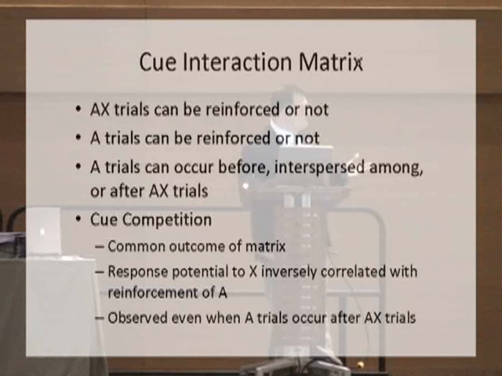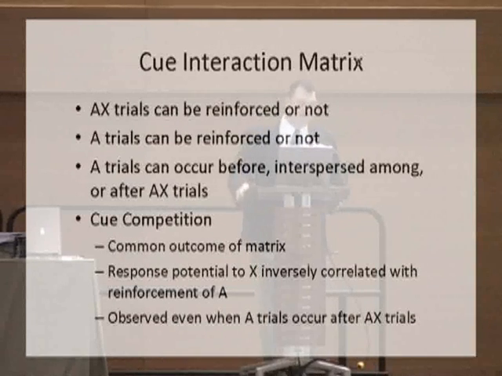If you were to draw that, you would have a cue interaction matrix with a number of combinations. It would actually be a 2 by 2 by 3 matrix. There are 12 different cells. 3 of them don't make any sense because they involve non-reinforcement in both phases of the experiment.